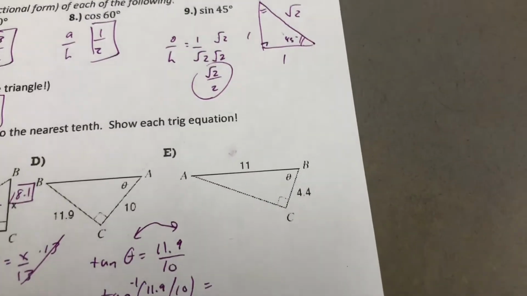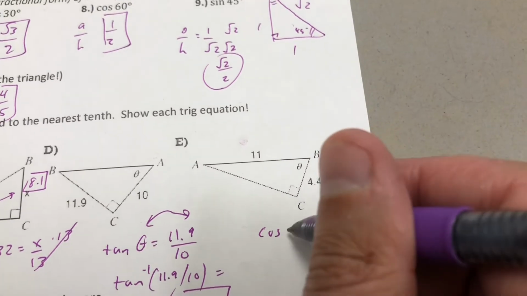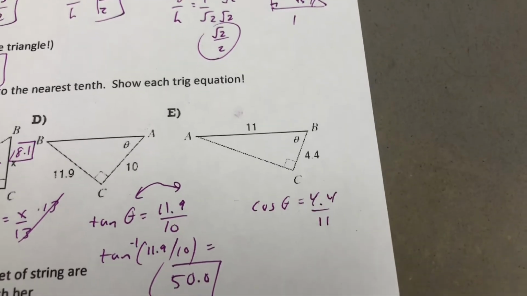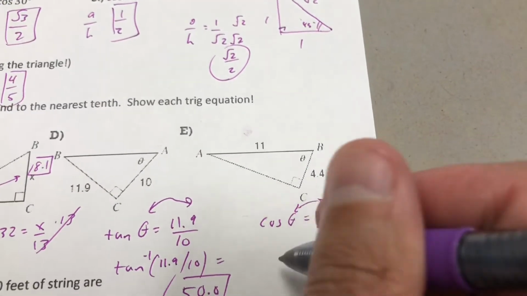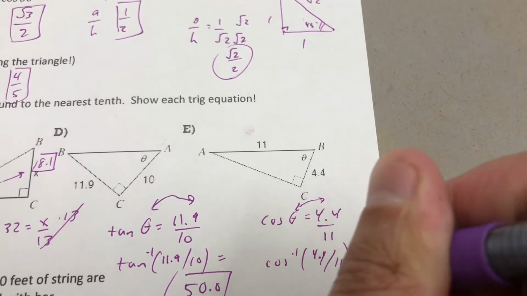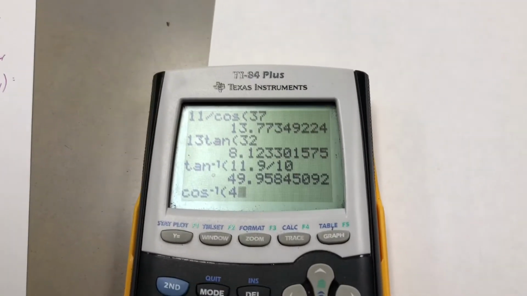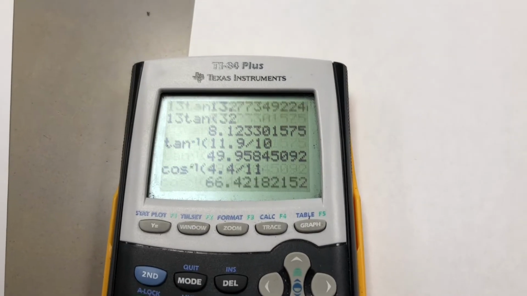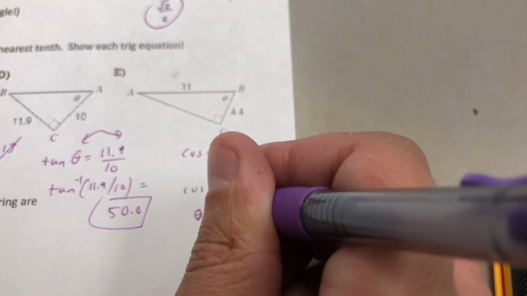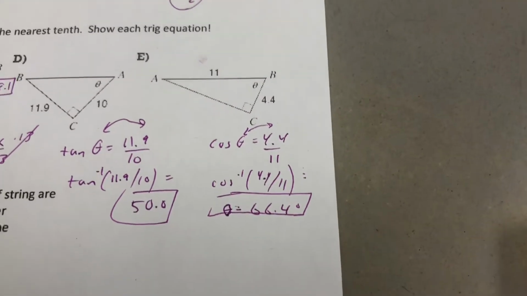Okay, last one of these. We've got an adjacent side and a hypotenuse. So that is a cosine of theta is equal to adjacent over hypotenuse. And same thing, we're trying to find an angle measure. So we'll flip-flop these two values. We use the inverse cosine of 4.4 over 11. And let's see, inverse cosine of 4.4 divided by 11. It's going to be about 66.4 degrees. Oops, a little messy there, but 66.4 degrees.